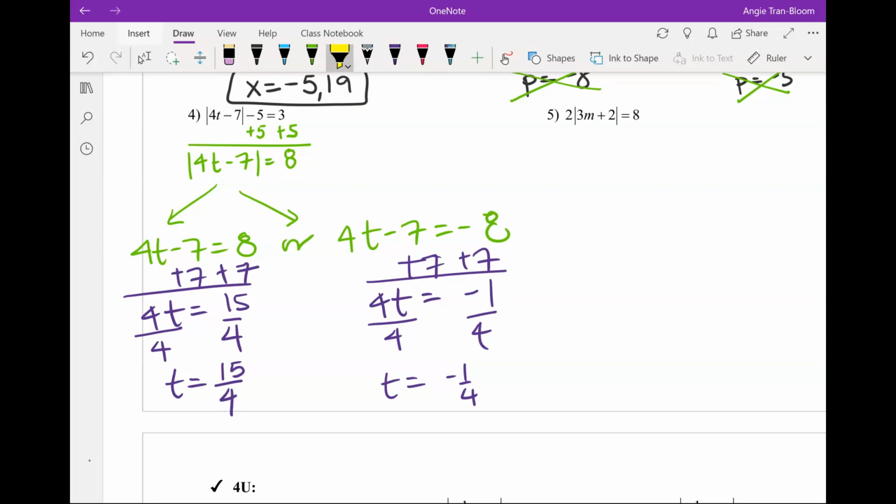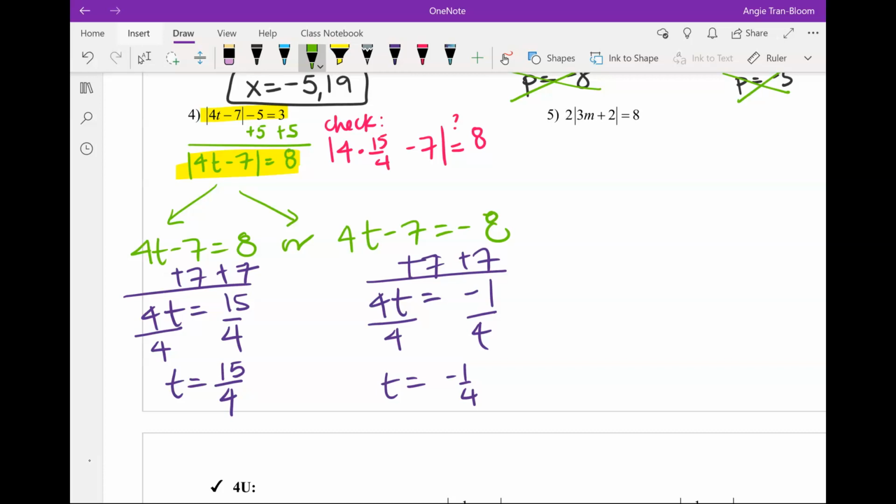Now, let me tell you something. When you check, you can plug it into the original or you can plug it into the one where the absolute value is isolated. Whatever is easiest for you. So you have two choices to plug in. Which one's easier for us to check? The isolated one? All right, let's do that. Check. Absolute value, 4 times what? What's our first t? 15 over 4. Ooh, that's a nice number. Question mark, 8. What's 4 times 15 over 4, y'all?